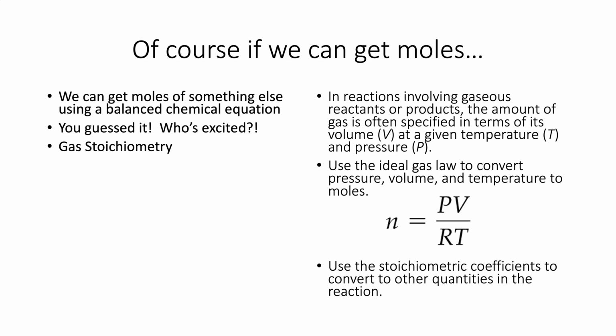Now, of course, if we can get moles, we can get to moles of something else. That means gas stoichiometry. I know you guys are thrilled about this. All right, I told you when we first did stoichiometry, all stoichiometry is the same. One way or another you're going to get to moles of something using one of those 4 methods of getting to moles. Then you're going to use the balanced chemical equation to get to moles of something else. And then you're going to get out of moles using one of the 4 ways.